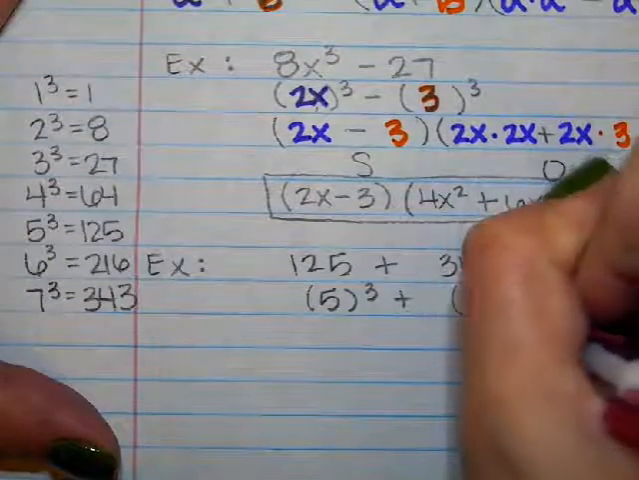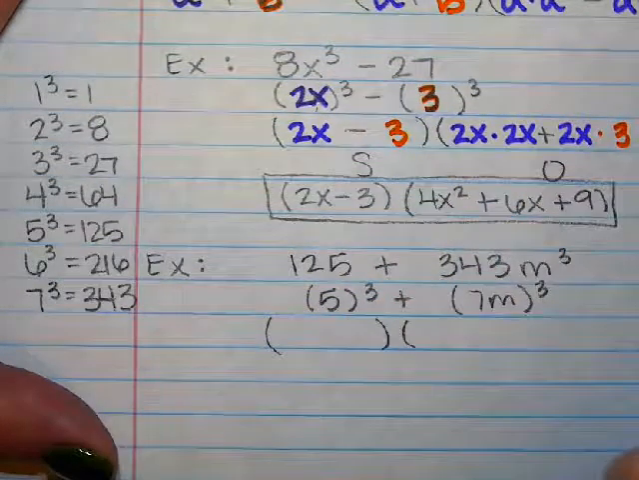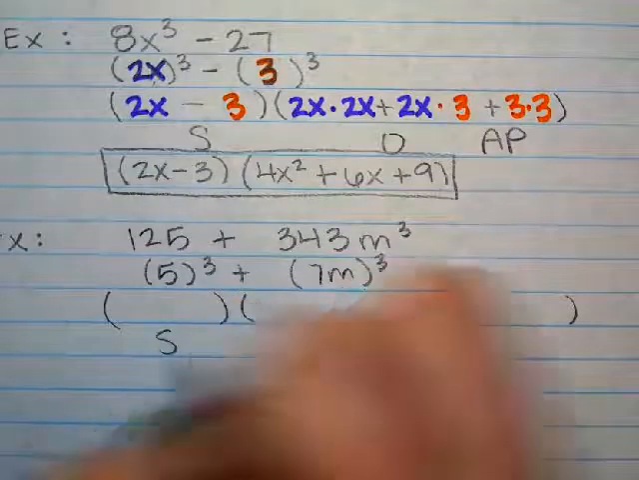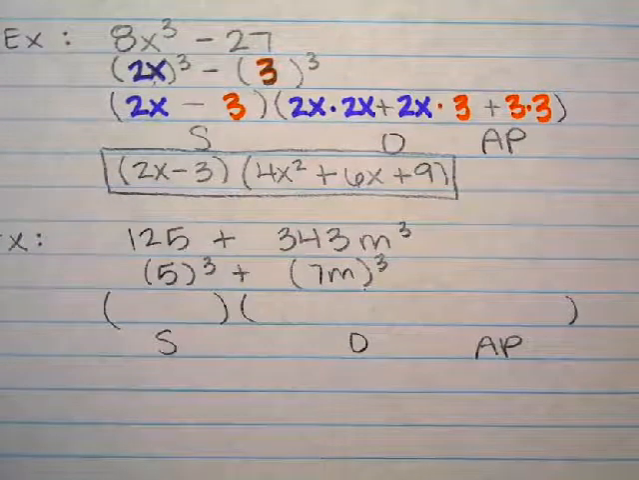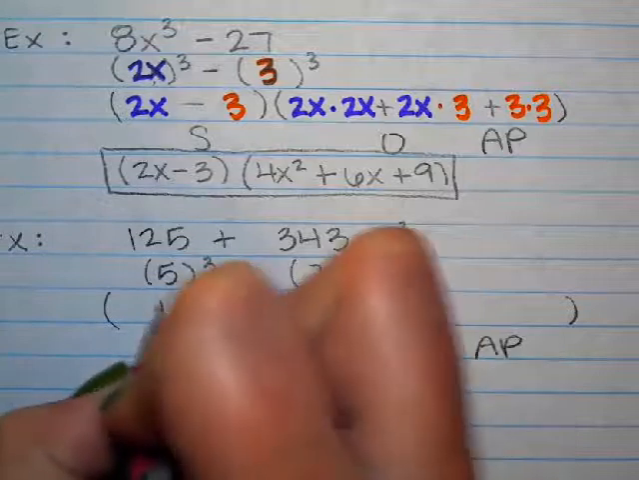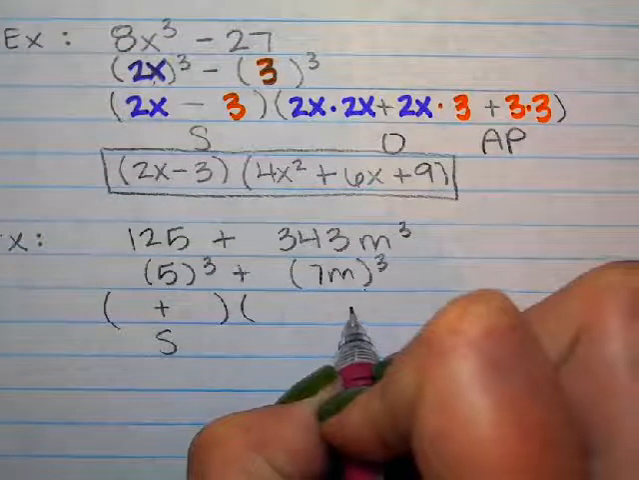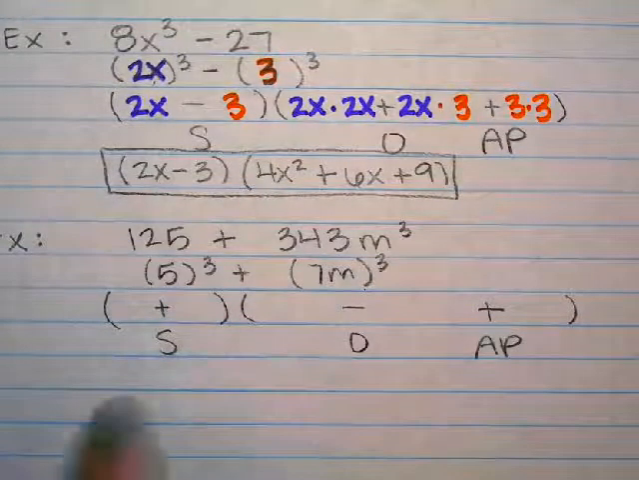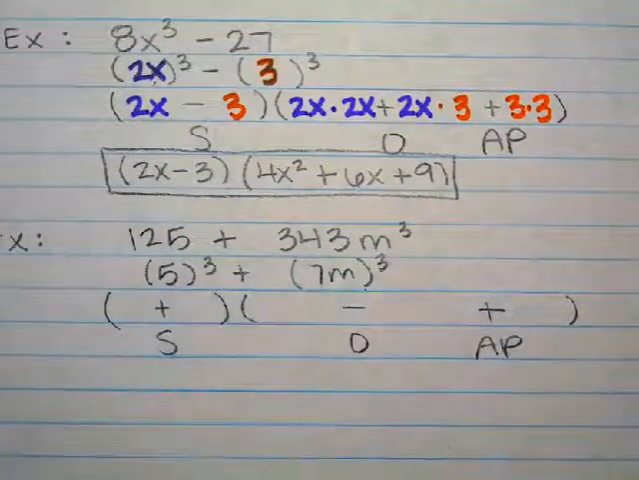So I've got my little parentheses, and I got my big parentheses. And I got my S-O-A-P. So what should my signs be? Plus, minus, plus. Okay, same sign, opposite sign, always positive. Okay, now I grab my colors.